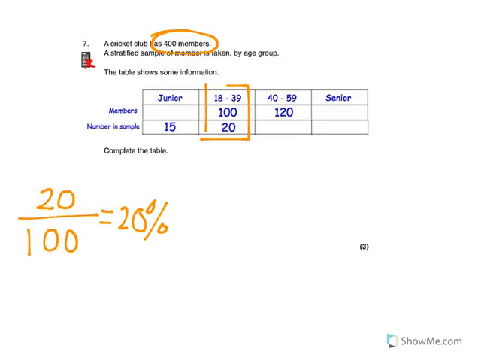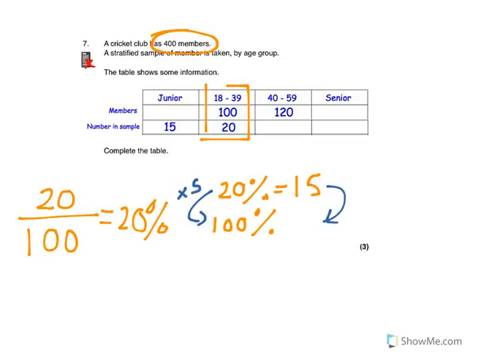So if we're looking at the juniors, we have taken a sample of 15 juniors, and that is going to be 20% of the original. So the original amount would be 100%, and what we need to think of then is, if I have 20%, how do I get up to 100%? Well, I times by 5, don't I? So I'm going to times by 5.